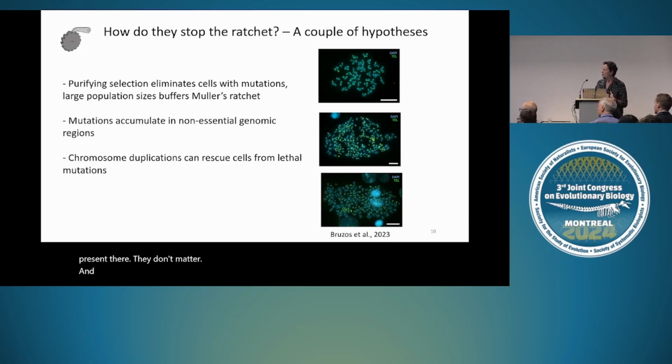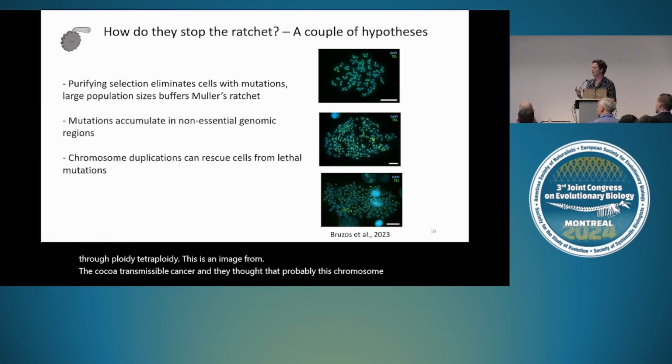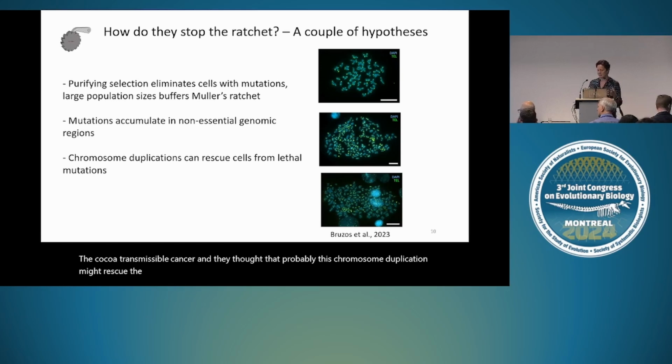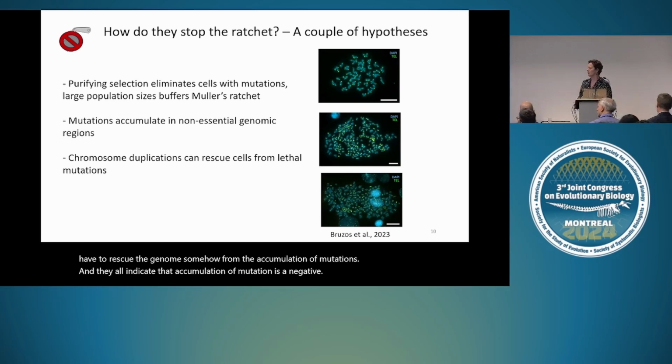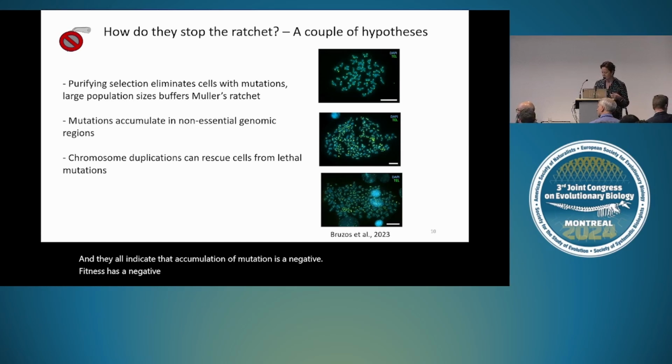And then we know from all of these cancer cell lines that they tend to go through ploidy, tetraploidy. This is an image from the cockle transmissible cancer. And we thought that probably this chromosome duplication might rescue the genome which is accumulating deleterious mutations. All these ideas are the classical ideas which we usually use for asexual organisms, and they all indicate that we have to rescue the genome somehow from the accumulation of mutations. And they all indicate that accumulation of mutation has a negative fitness impact on the genomes.